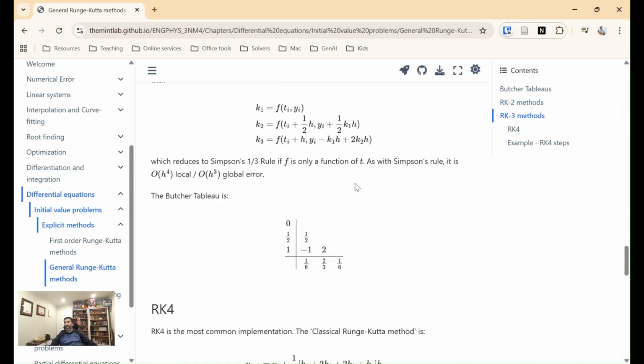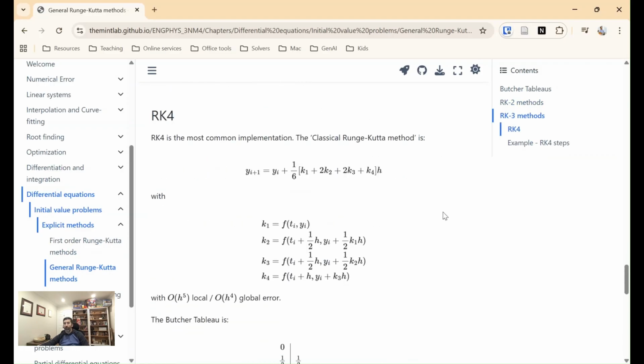It recovers Simpson's 1/3 rule if f is only a function of t. So if f is not a function of your unknown variable, in this case y, then you would recover Simpson's rule. So it's a nice point of contact, right? Locally, order h^4, global h^3. Butcher tableau is here. RK4 is the common implementation.